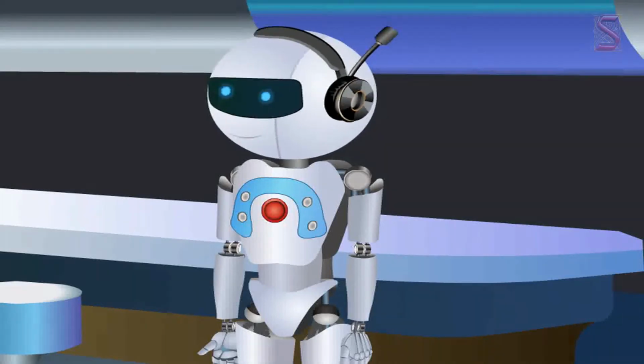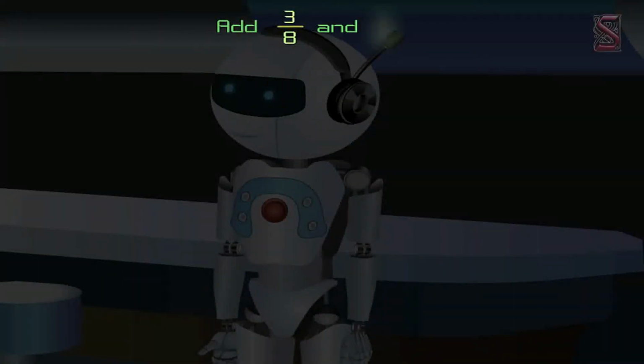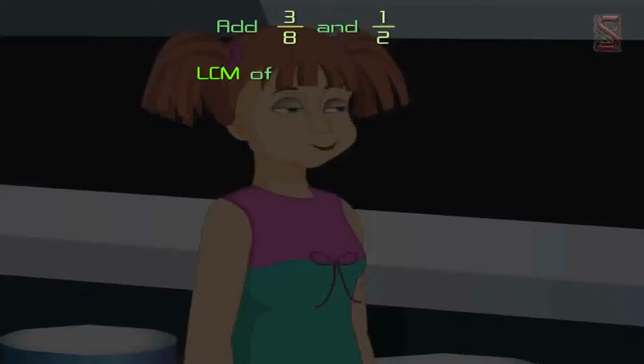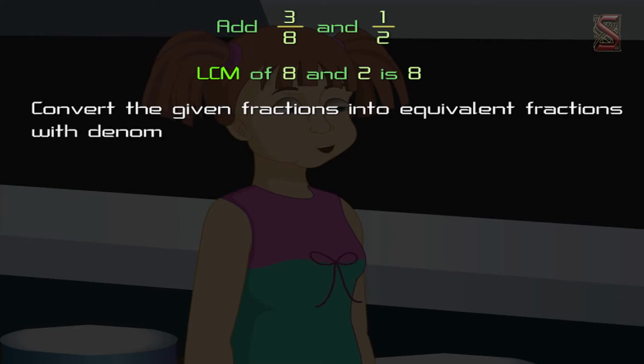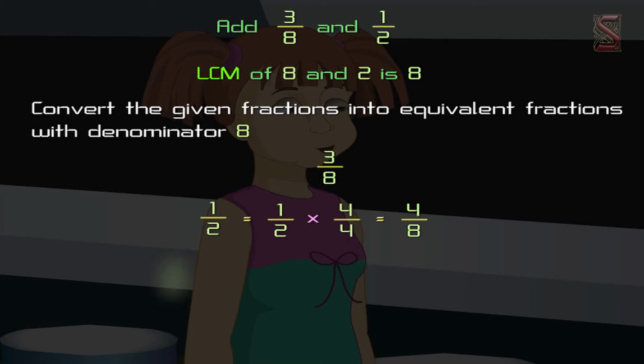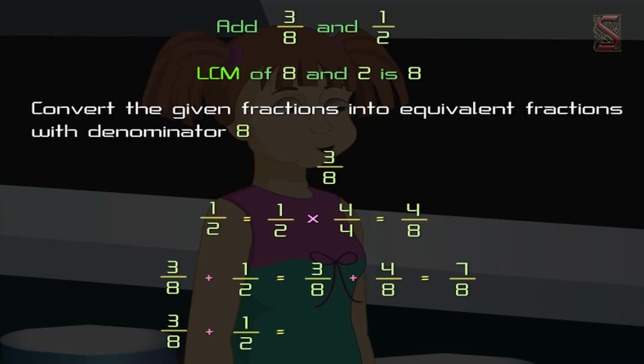Now it's your turn. Add 3 by 8 and 1 by 2. The LCM of denominators 8 and 2 is 8. So, we convert the given fractions into equivalent fractions with denominator 8. The denominator of 3 by 8 is 8. Now, the equivalent fraction of 1 by 2 with the denominator 8 is 4 by 8. Now, adding 3 by 8 and 1 by 2 is same as adding 3 by 8 and 4 by 8. Thus, 3 by 8 plus 1 by 2 equals 7 by 8.